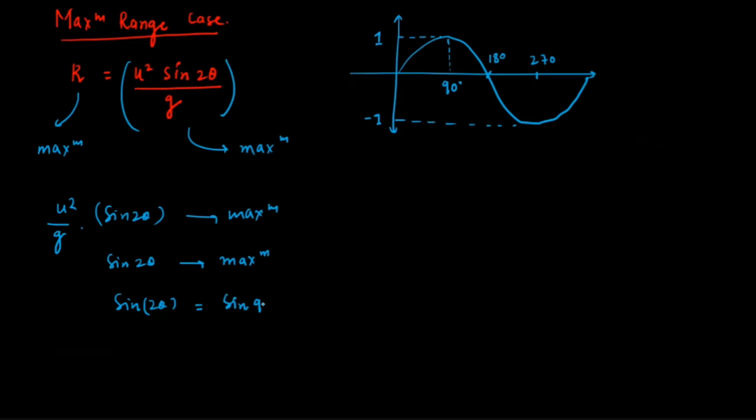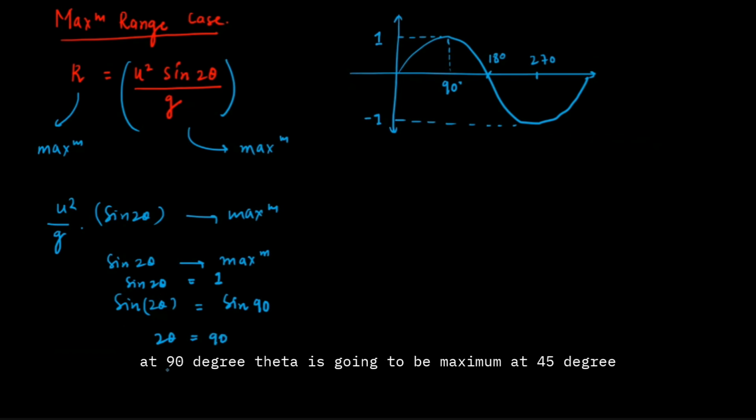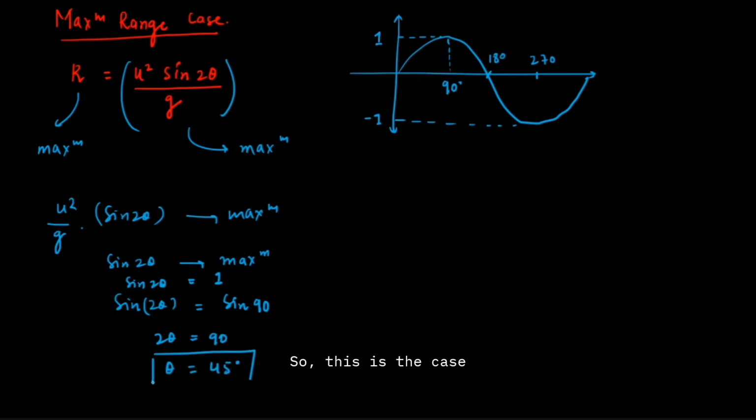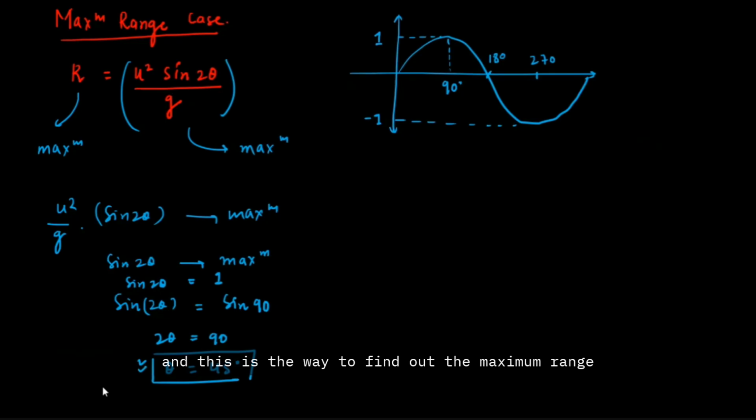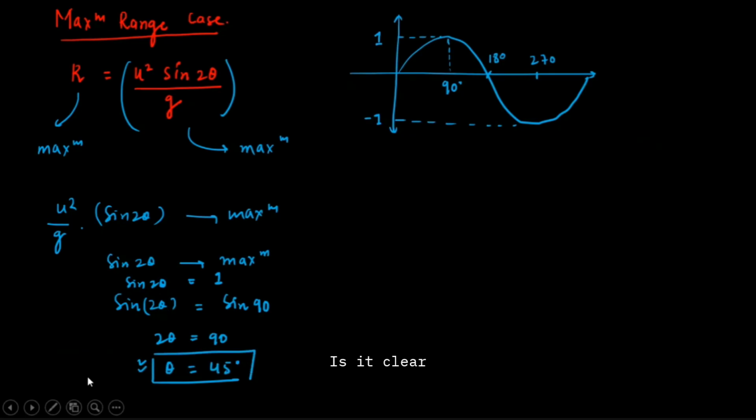So you can say sine 2 theta is going to be maximum, which is 1. Sine 2 theta is maximum at sine 90. So can I say 2 theta is going to be 90 degrees? Theta is going to be 45 degrees. This is the way to find or prove the maximum range. So range is maximum for this particular case only. Is it clear?